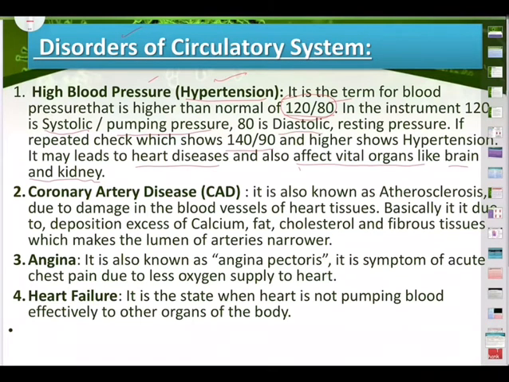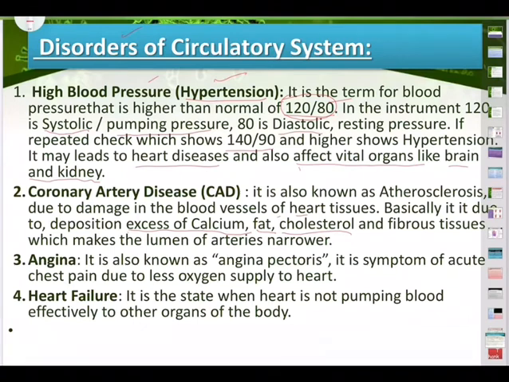And then next one is CAD, that is coronary artery disease. It's also known as atherosclerosis. It happens due to damage in the blood vessels of heart tissues. Basically, it is due to deposition of excess of calcium, excess of fat, excess of cholesterol. That's why we said that this eating of fatty material is very dangerous, and increased cholesterol in our body is dangerous. It may cause heart related problem. That is the reason. And fibrous tissues. This makes the lumen of the arteries narrower.